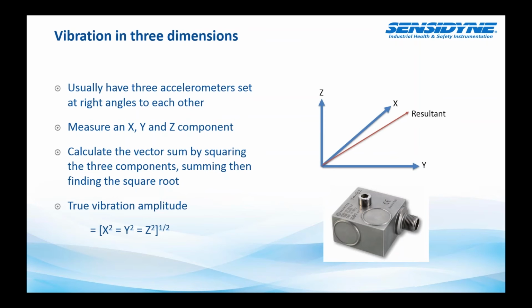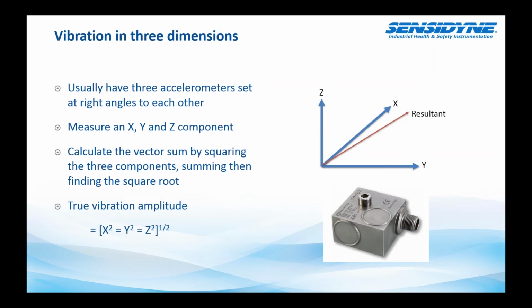So we're typically looking at the overall vector sum, which we find simply by finding the square root of the 3 axes, each individually squared. So our true vibration amplitude is X squared plus Y squared plus Z squared, summed and then square rooted. That gives us our overall vibration amplitude.